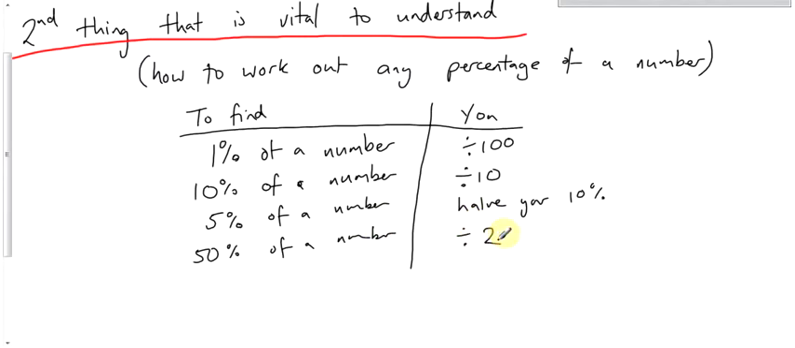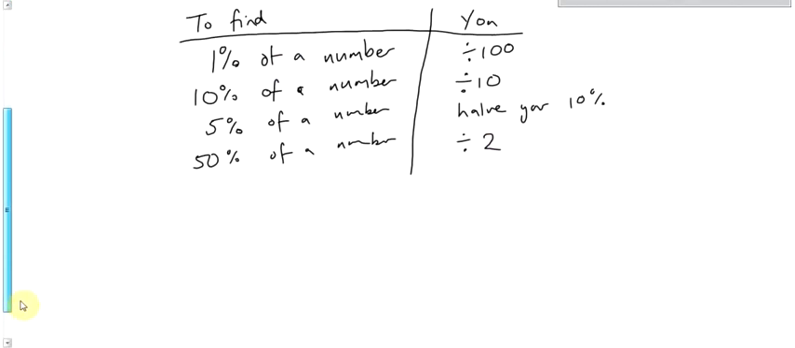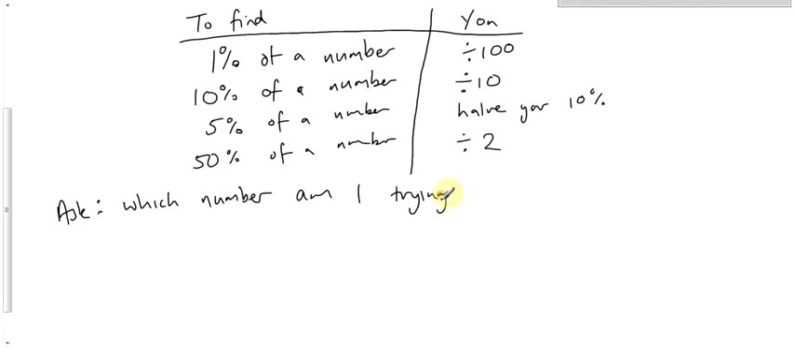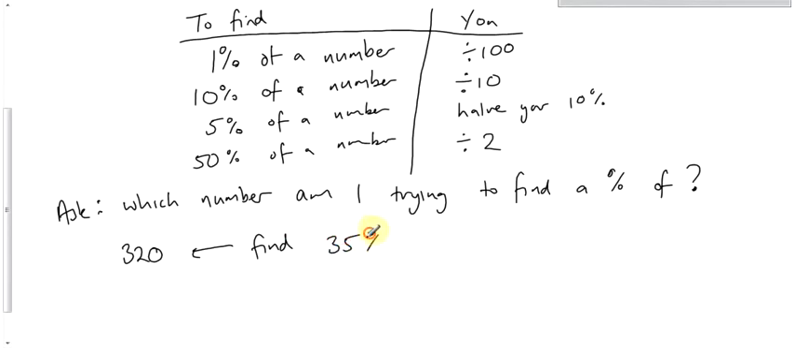So we're going to have a go at trying some of these out on some numbers, okay? Now, it's really important that you find the percentage of the right number. So ask yourself, which number am I trying to find a percentage of? Now, let's make up a number. Let's have 320. So we're going to find 35%.